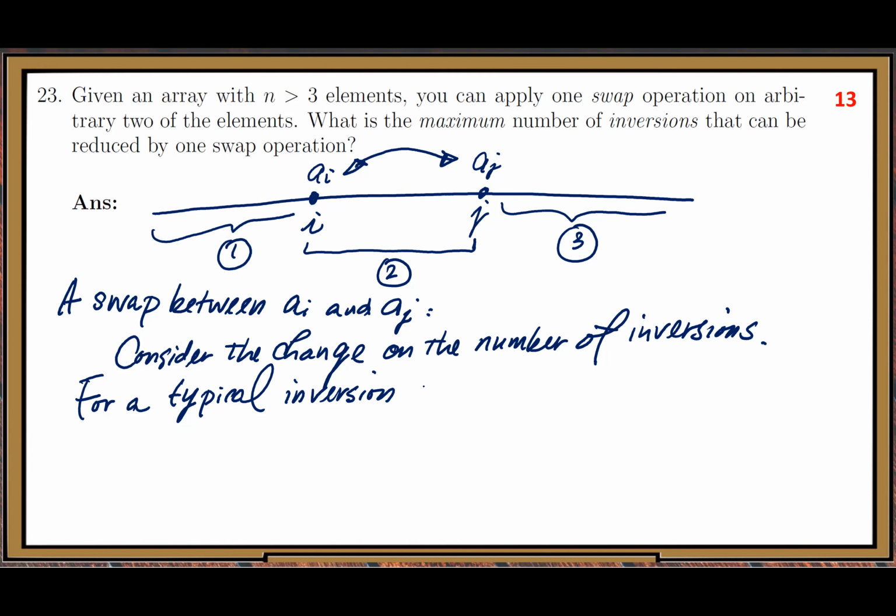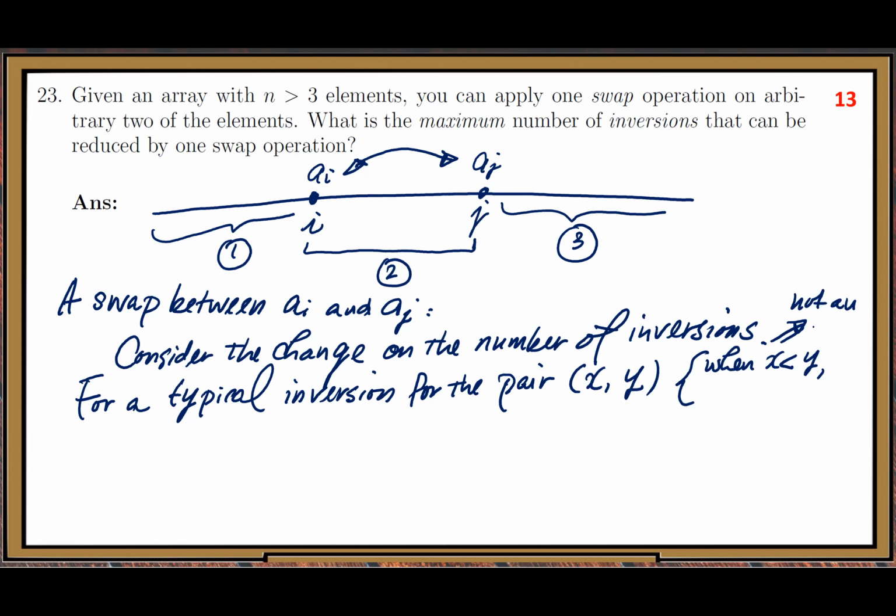For a typical inversion, for this XY pair, the pair could be an inversion, could be a non-inversion, right? Specifically, when X is less than Y, it is not an inversion.